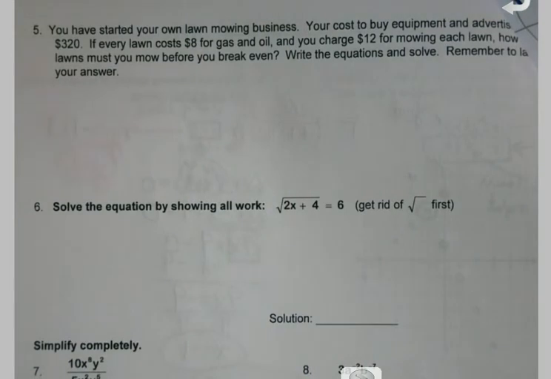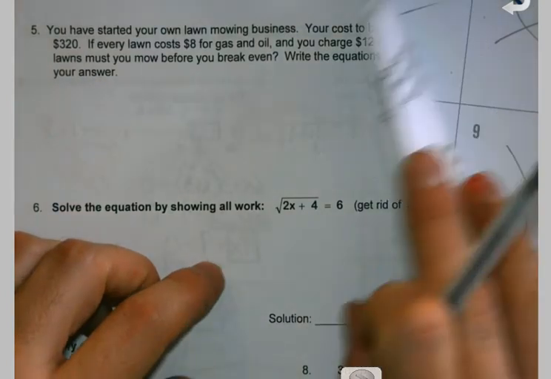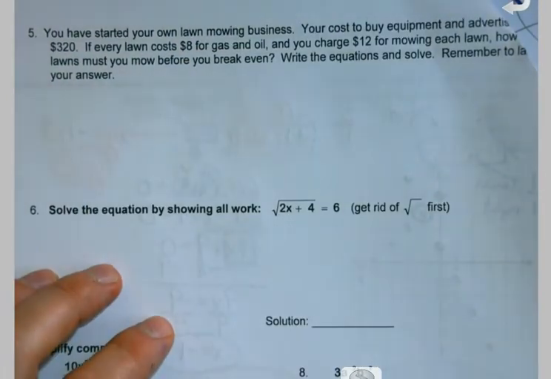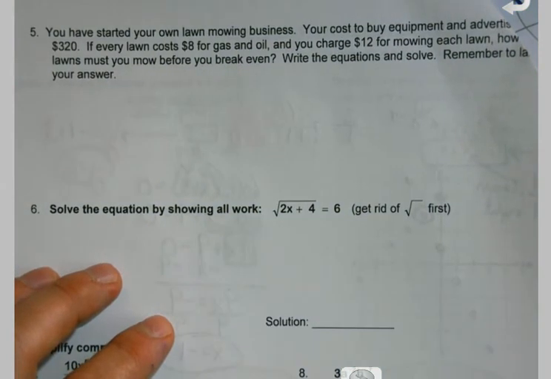You've started your own lawn mowing business. Your cost to buy equipment and advertising was $320. If every lawn costs $8 for gas and oil, holy cow, those are some big lawns, and you charge $12 for mowing each lawn, how many lawns must you mow before you break even?